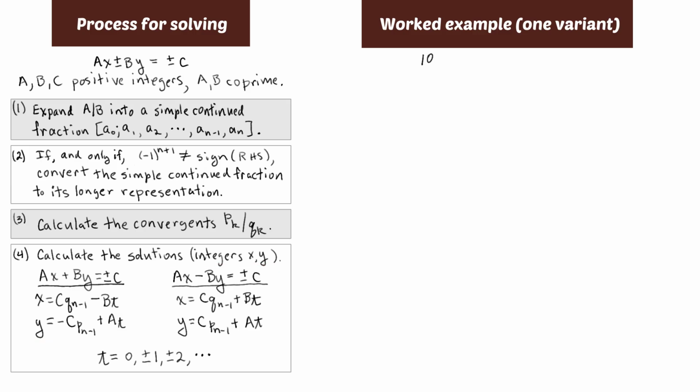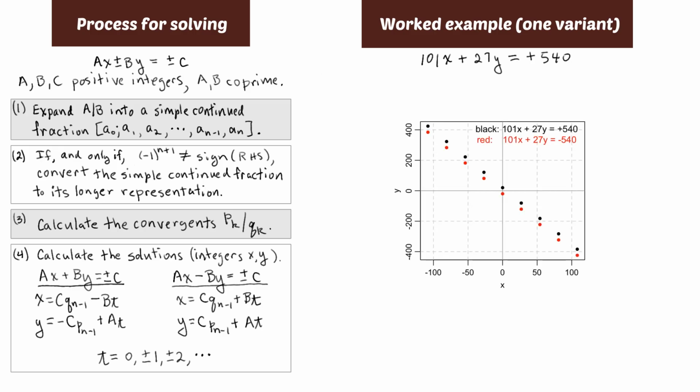What we're going to do is solve 101x plus 27y equals 540. A is 101, b is 27, and c is 540. Back in part 1, we showed this graph, which has the solutions within the axis for 101x plus 27y equals plus or minus 540. X is on the horizontal axis and y is on the vertical axis. In this video, we'll find expressions for the black dots, which is for 101x plus 27y equals 540.